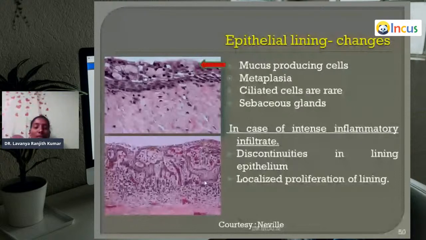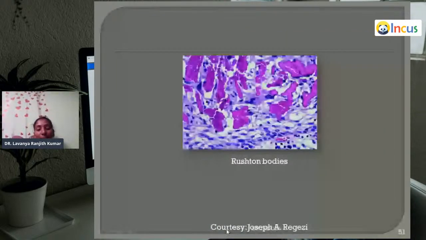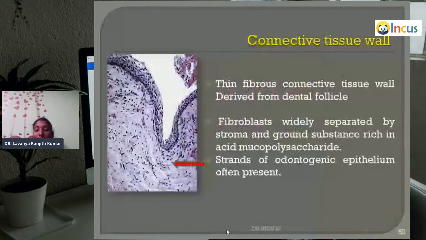Because of the infection, there will be discontinuity in the lining epithelium, and localized proliferation of the lining will take place. A very common feature is Rushton bodies, which will be seen in the connective tissue. Sorry, it is in the connective tissue, and it can be in the epithelial lining also.